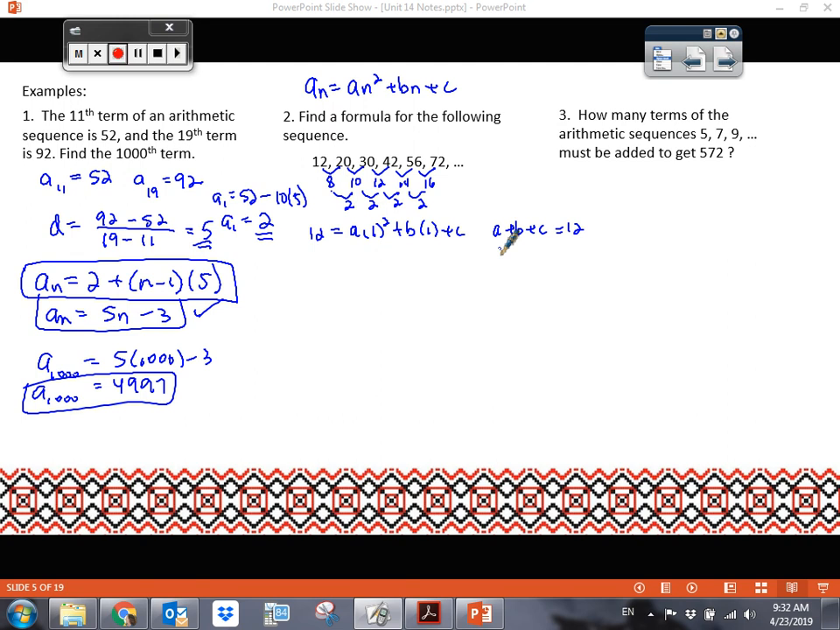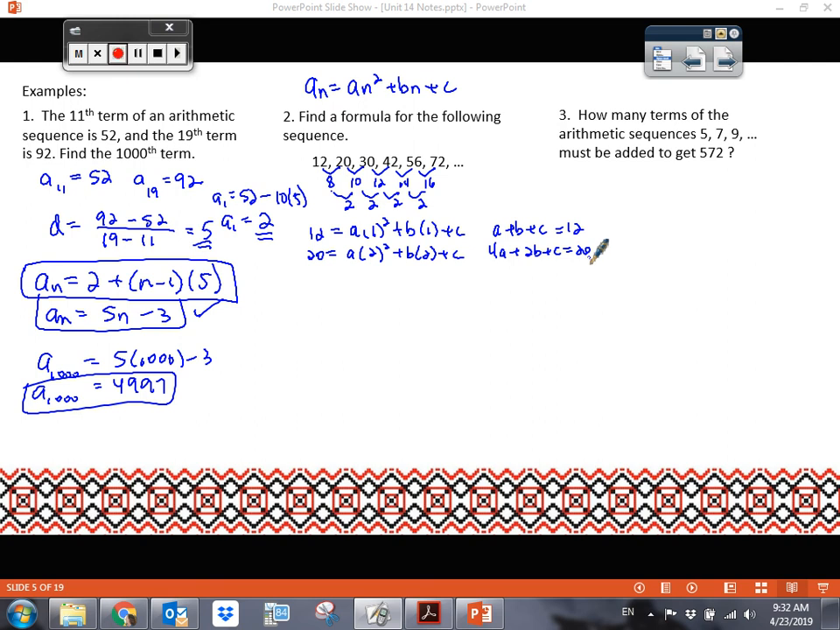Now I'm going to use the second term. So I have 20 equals a times 2 squared plus b times 2 plus c. Rewriting that in a more usable fashion, I would have 4a plus 2b plus c equals 20. And again, if I use the second term every time, this part of it is going to be the same, right? Because the term number is 2. 2 squared is always going to be 4. 2, that's going to be the same. This is the number that would change.